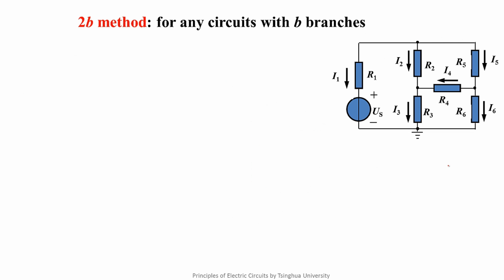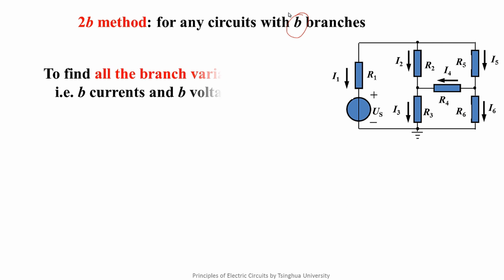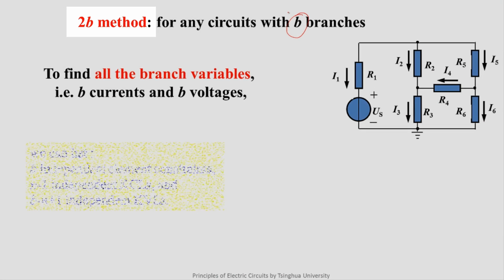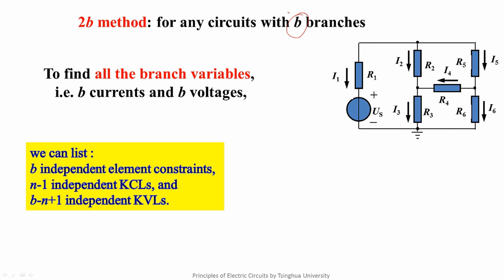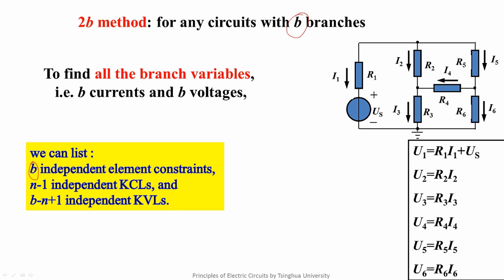We give the answer now. In general, for any circuit with B branches, if we want to get variables for all branches, that is, all B currents and B voltages, we need to have 2B equations. This is the origin of the name of the 2B method. The 2B equations are composed of two parts. One part is B independent element constraint equations. We just wrote them. Another is the topological constraints. We can write n-1 independent KCL equations.